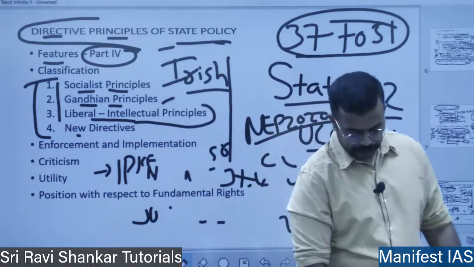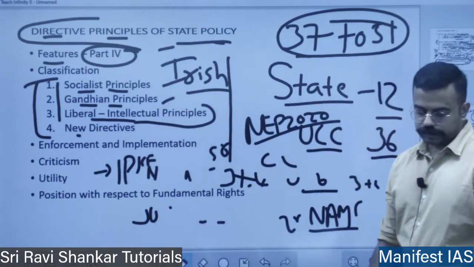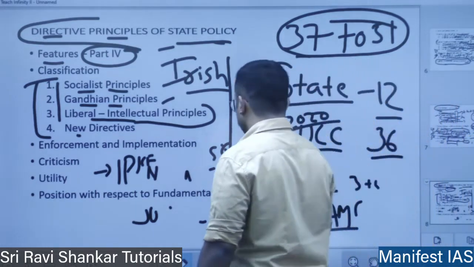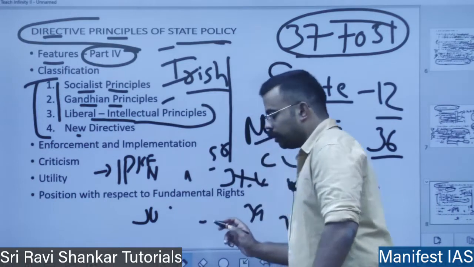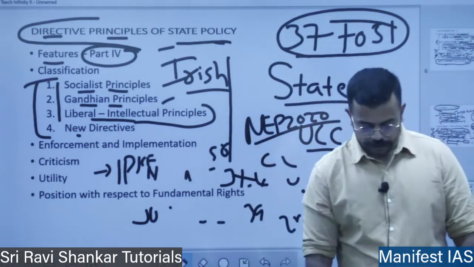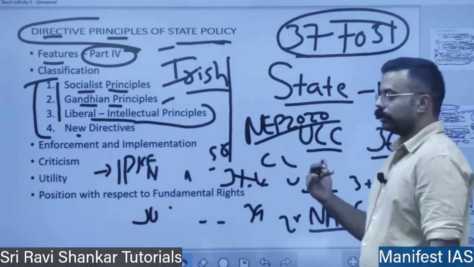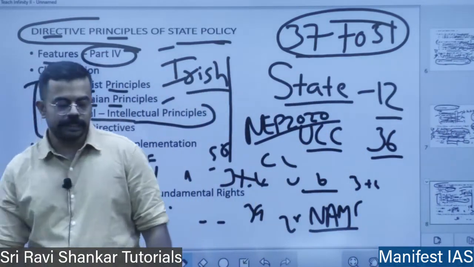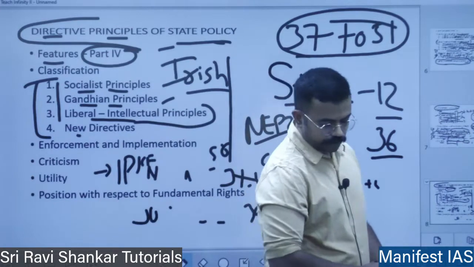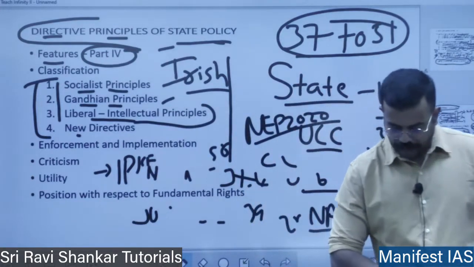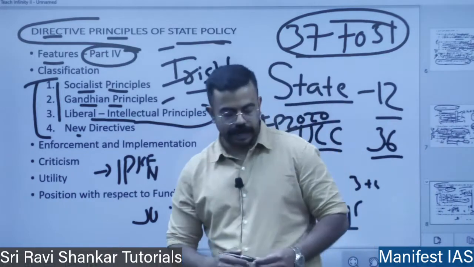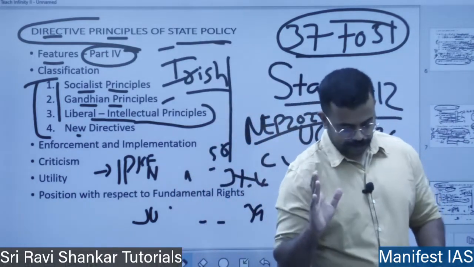We have added certain new directives. What are the new directives? To Article 39, healthy development of children, was added during the 42nd Amendment Act under the tenure of Srimati Indira Gandhi ji. Emergency. And Article 39A, equal justice, free legal aid, that was also added during the 42nd Act.